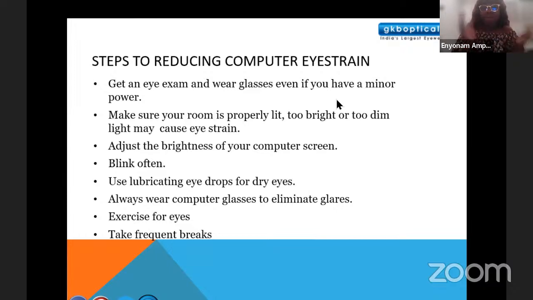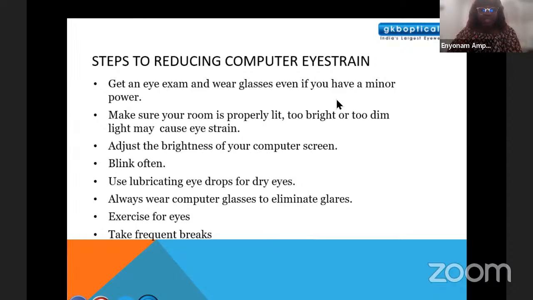So if I have CVS, computer eye strain, how do I reduce or prevent it? For computer usage, we cannot do without it. We are living in a technological world and cannot do anything without it. So the first step is to get an eye exam. Wear glasses if you have a little bit of prescription. If you have a problem, make sure you see your optometrist or your ophthalmologist.